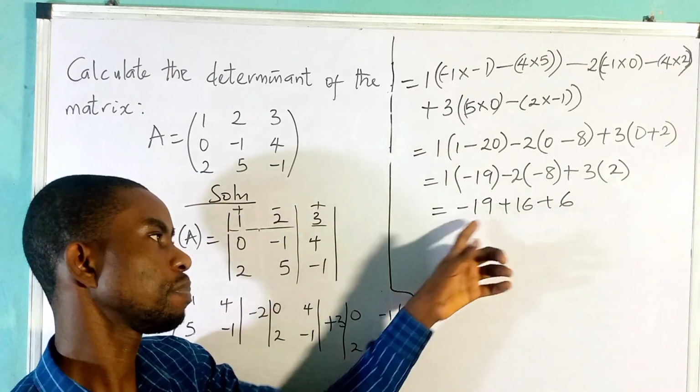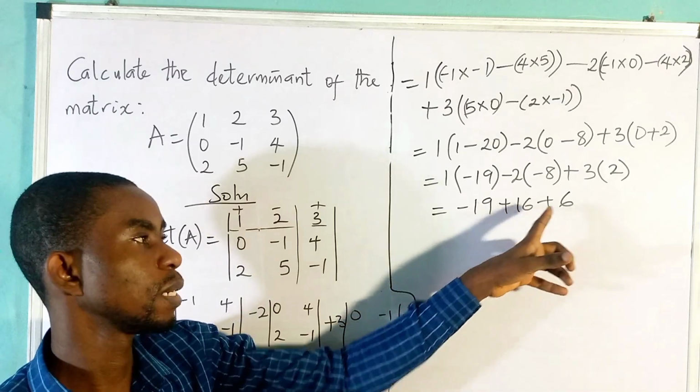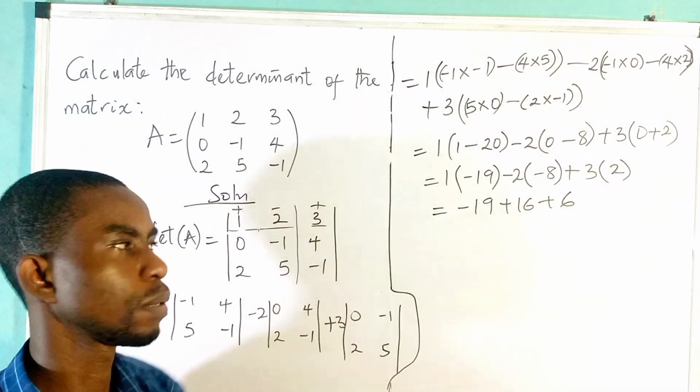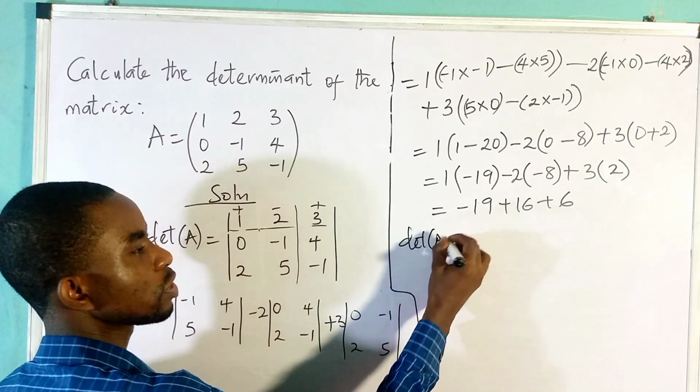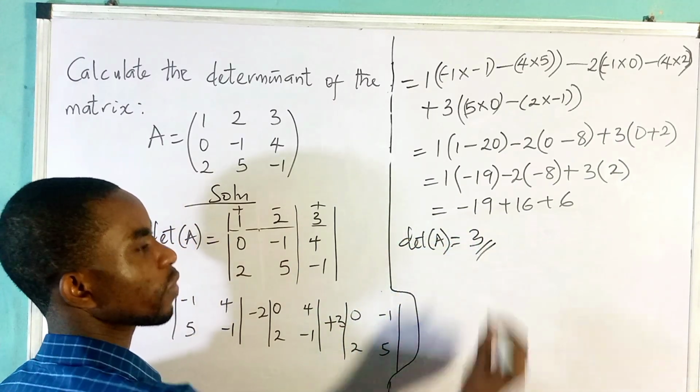Alright, minus 19 plus 16 is minus 3. Minus 3 plus 6 is plus 3. So our answer, the determinant of the matrix A, is equal to 3.